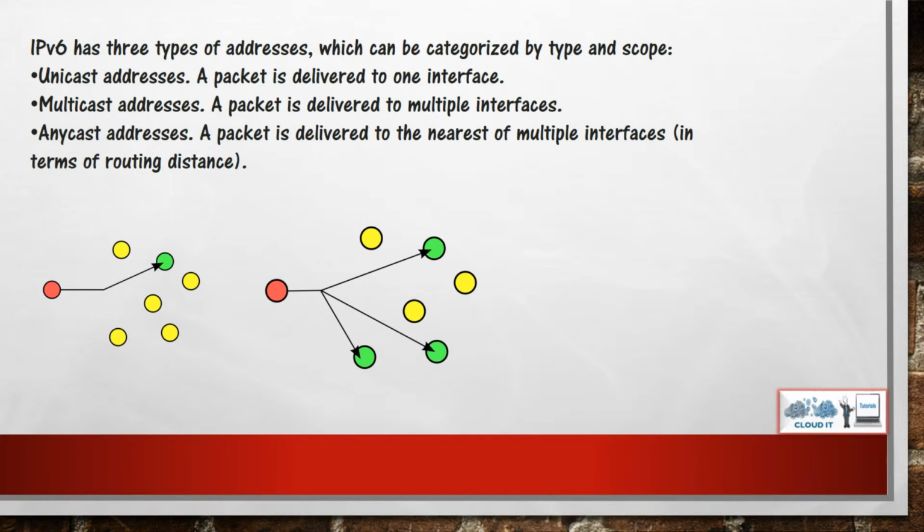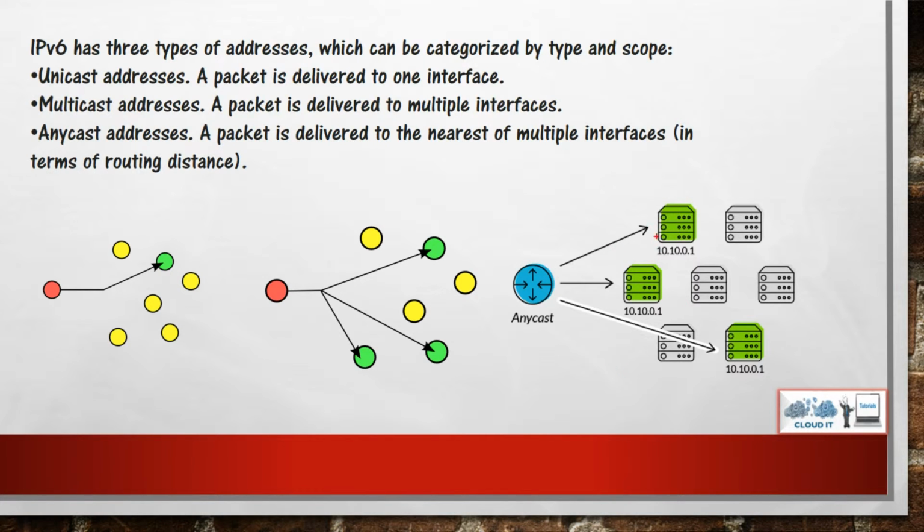And the next one is the anycast address. If we have multiple servers which are clones of each other, and we want to access that server, we first try to access the nearest one, and if it's down, we try to access the next nearest one, and if it is also down, we again try to access the next nearest server. This is achieved using an anycast address. The packet is delivered to the nearest of multiple interfaces.